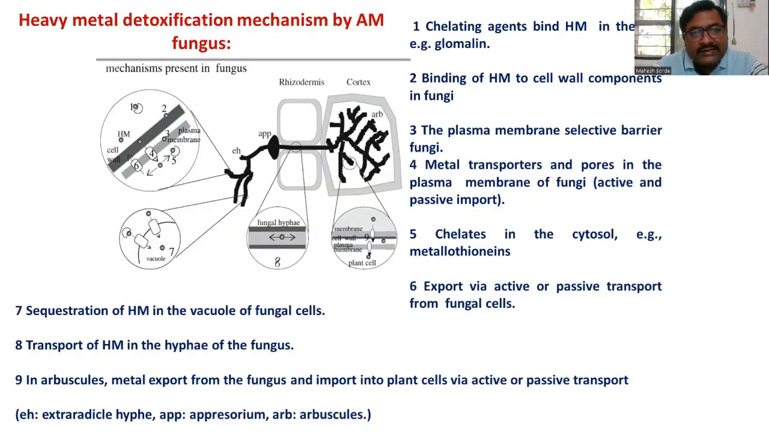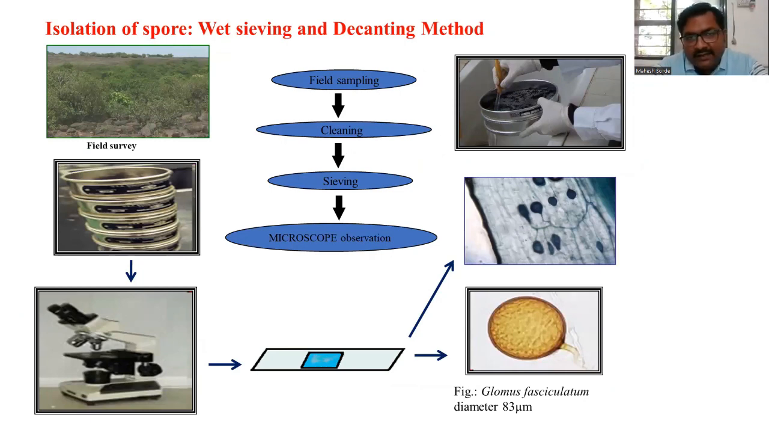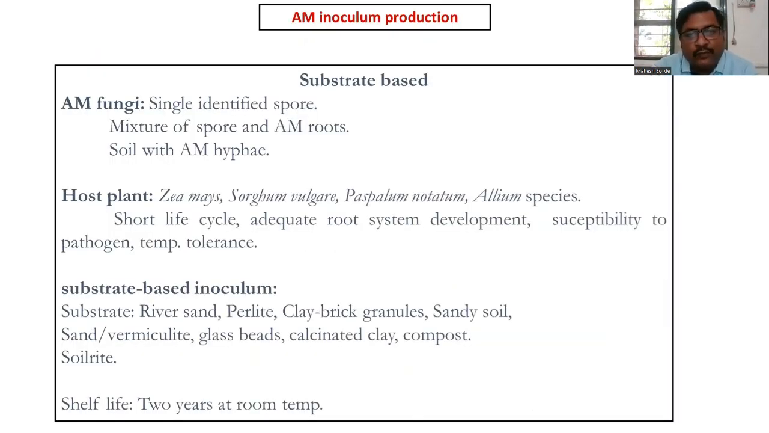Okay, so this is the multifunctional role played by these mycorrhizal fungi. These mycorrhizal fungi are mostly obligate symbionts. Obligate means they require the host plant for their growth. So first of all, there is a need for culturing of mycorrhizal fungi either in vivo or in vitro. There is a special technique, the wet sieving and decanting method, through which we can isolate these mycorrhizal fungal spores.